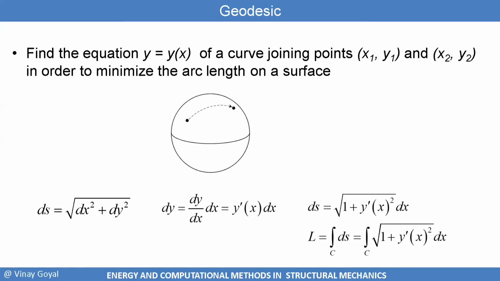So let's start with this simple problem that is called the geodesic problem. I want to know this curve, what does this curve look like? I want to find the equation y that joins these 2 points, x1, y1, and x2, y2. And I want to minimize the arc length on this surface. That's the question that's being asked. And you all probably know the answer. You take a sphere and you draw a line, and it's a straight line, and that is going to be basically the minimum arc length.